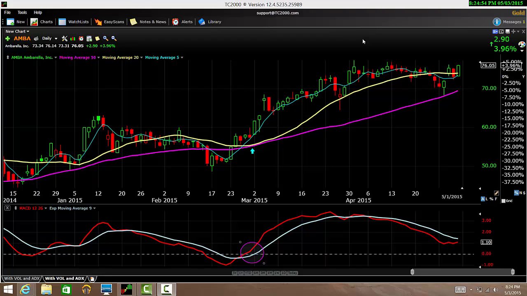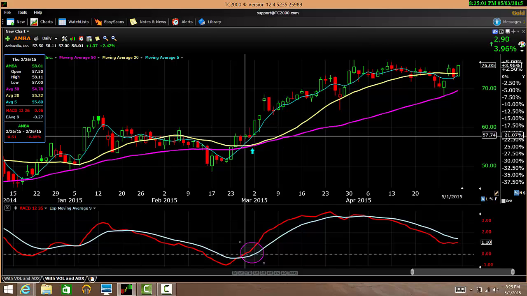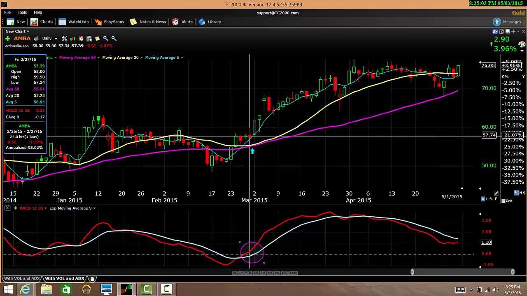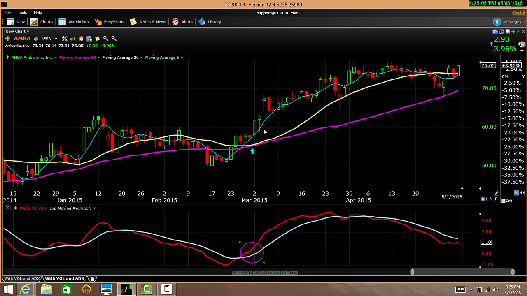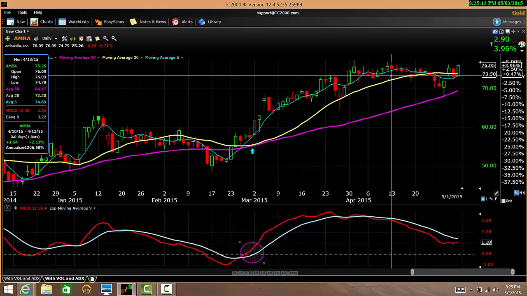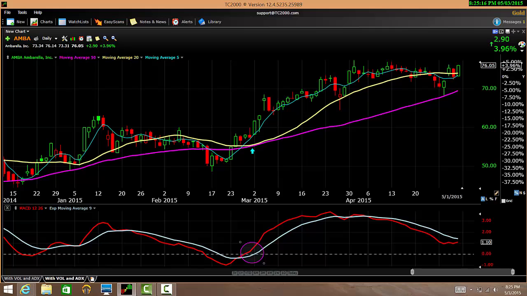And here's a chart of AMBA. If you place the trade here, when it crosses over at around 57, hold on to it until, say, it breaks the 20-day moving average at 73, around right there. That's a 16-point move. And you can also wait until it breaks the 5-day or 50-day moving average. That's your choice. Everyone has a different risk tolerance.